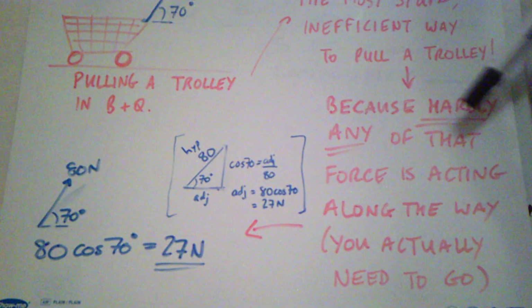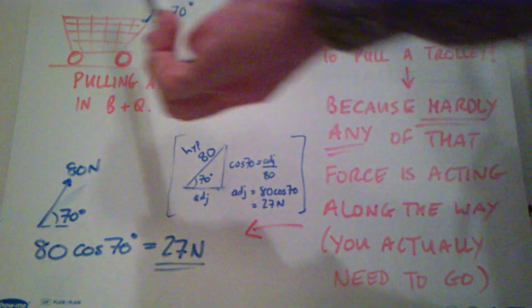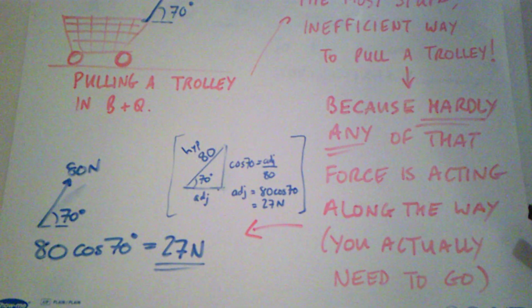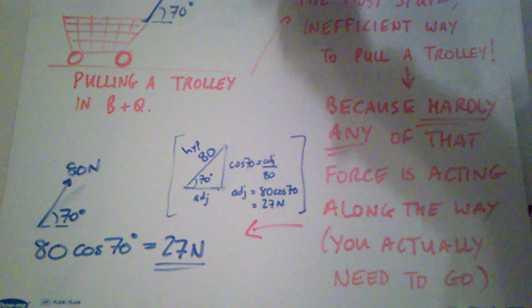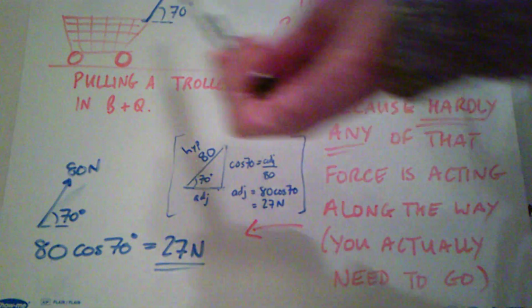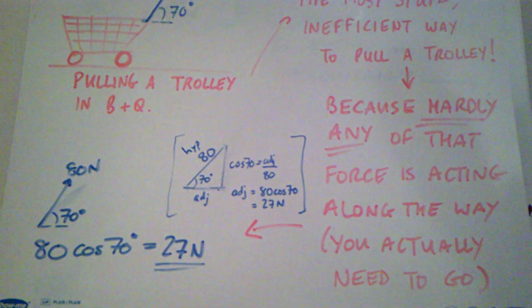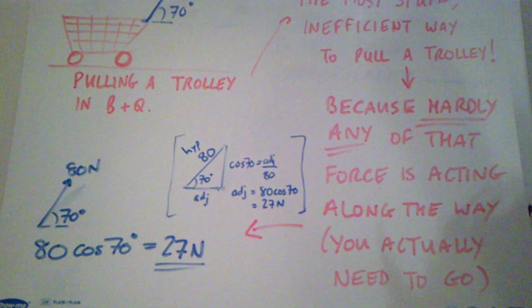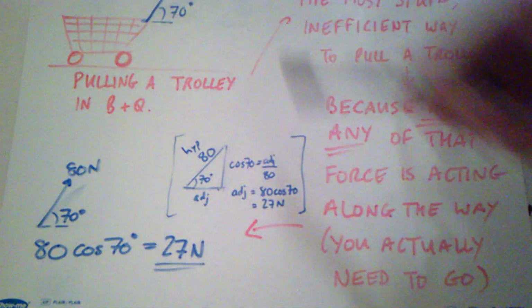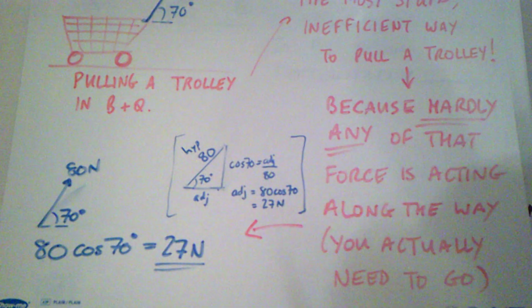Because hardly any of this force, hardly any of this 80 newtons force is acting along the way that you actually need to go. And you don't need a calculation to get a sense of that. If you pull it almost vertically, then very little of that pulling force of 80 newtons is going to be acting along the way. But at higher, we have to be able to calculate exactly how much of that is acting in the desired direction, and in this case the desired direction is along the way. So we've got 80 newtons going that way at an angle of 70 degrees.